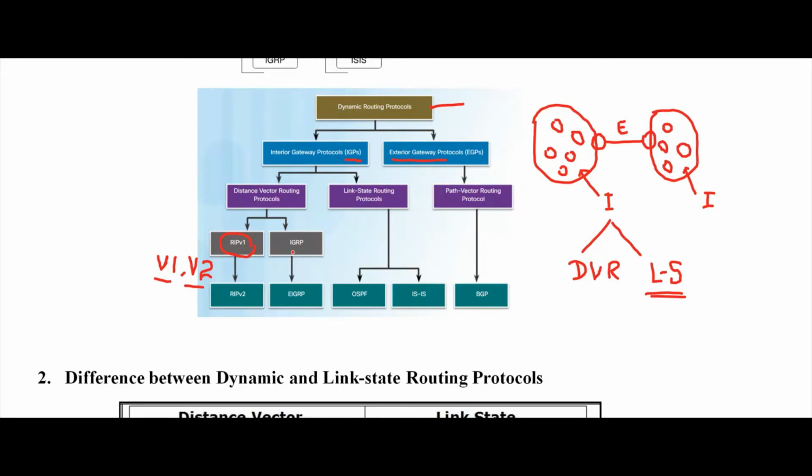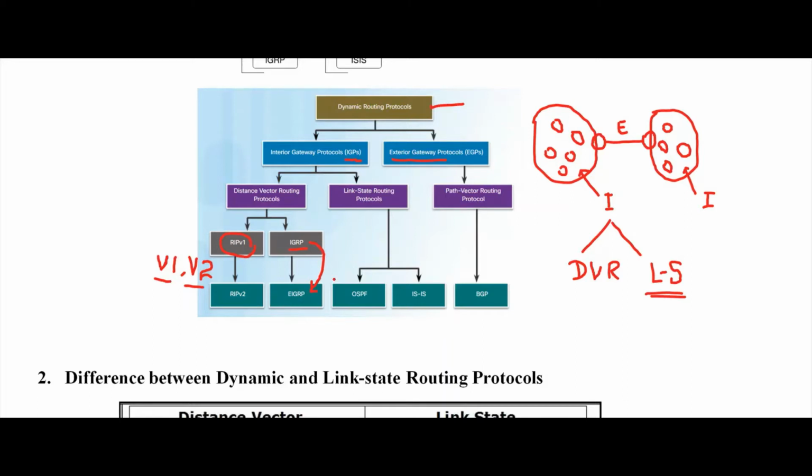Then the next protocol is IGRP. IGRP is an example of a distance vector routing protocol. What does IGRP mean? Interior gateway routing protocol. After IGRP, they made some changes, and we have a new version called EIGRP. EIGRP means enhanced interior gateway routing protocol.